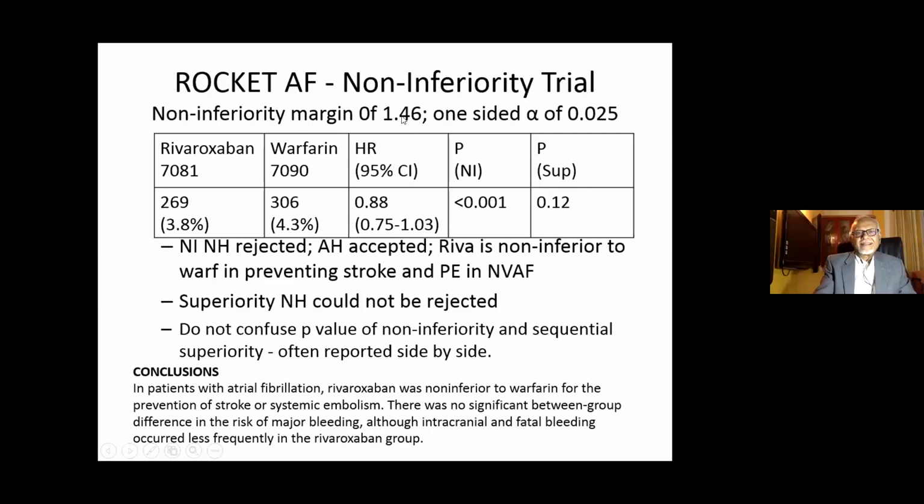We are able to see the pointers. Okay, 1.46. And their lower confidence interval here is 1.03. So it meets the non-inferiority standard, and the non-inferiority p-value is less than 0.05. So you have rejected the null hypothesis of the non-inferiority part of the analysis. But when you sequentially did the superiority, you see it has crossed 1. The p-value drops to 0.12. And in ROCKET, rivaroxaban was non-inferior to warfarin, but it was not superior.